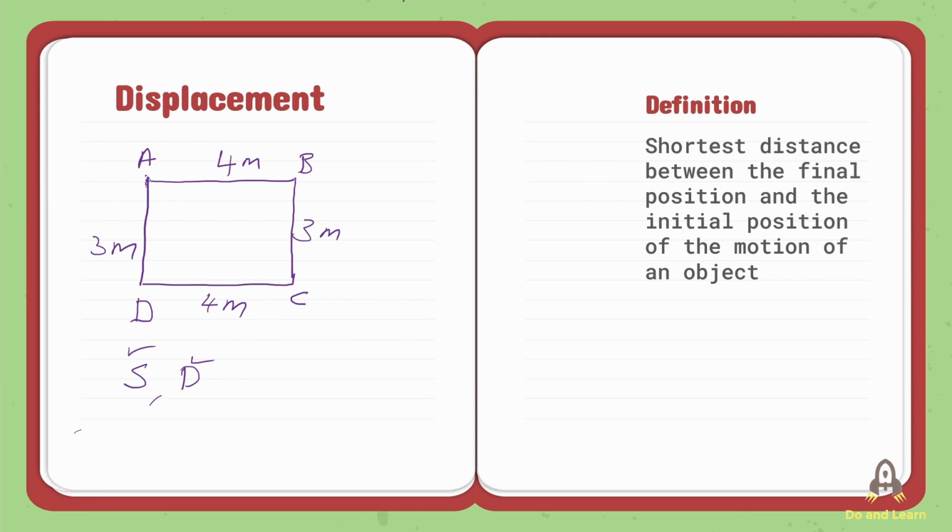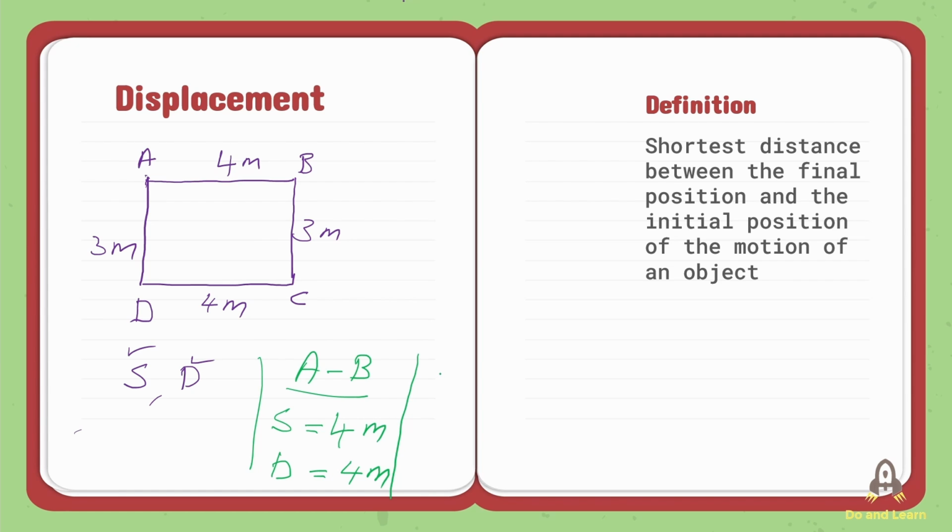Suppose the person is moving from A to B along the path AB. So tell me, from A to B, what is the distance traveled by the person? It is given already, it is 4 meter. So what is the displacement? What is the shortest distance between the point A and B? Because it is a straight line, the shortest distance is equal to the straight line distance, right? So we can say that displacement is also equal to 4 meter.